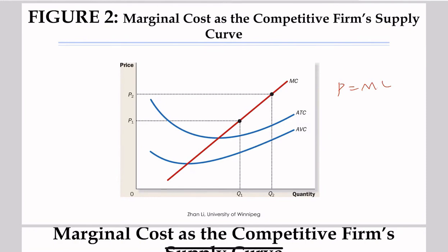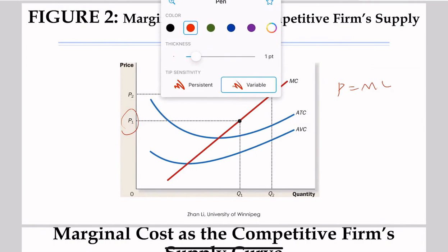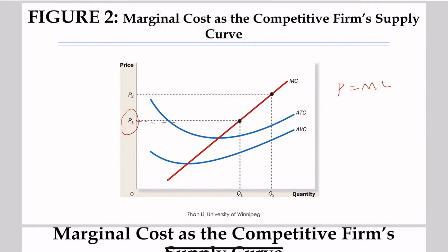It basically means that if price is P1, then the quantity will be determined by the intersection of price and the marginal cost. So the quantity will be given by Q1. And now if price is P2, the quantity will be determined by the intersection of P2 and the marginal cost. So quantity would be Q2.